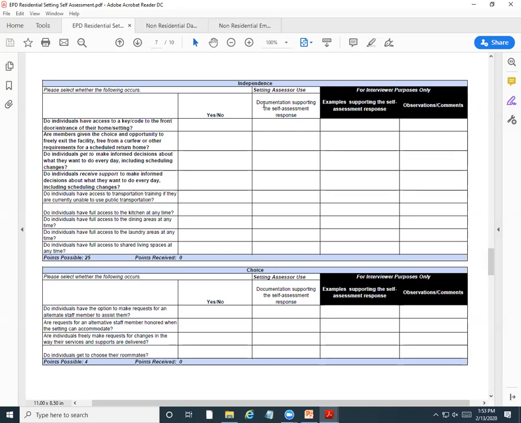Do individuals get to make informed decisions about what they want to do every day, including scheduling changes? And this one and the one below it are a little bit similar. The first one is, do individuals get to make those decisions? And do individuals receive support to make those decisions? Some members may not even know that they have the option to make decisions about scheduling changes. They may just look at a community calendar of events and think that they have to attend.